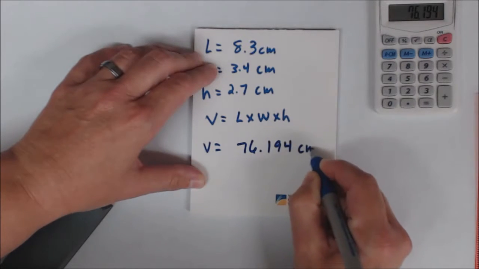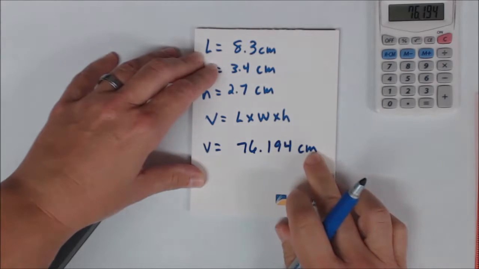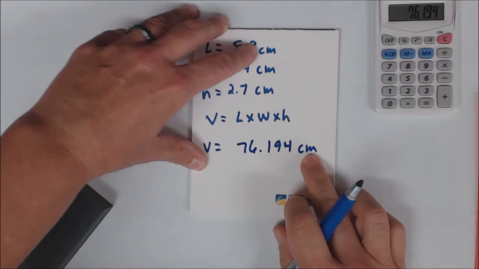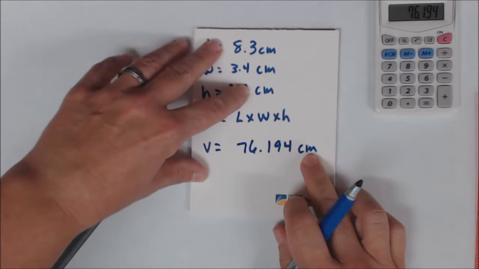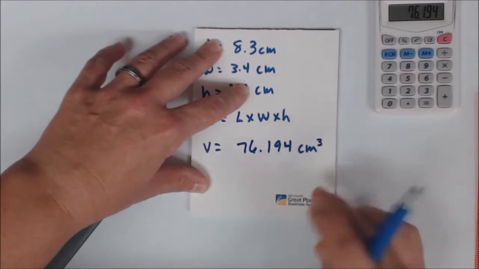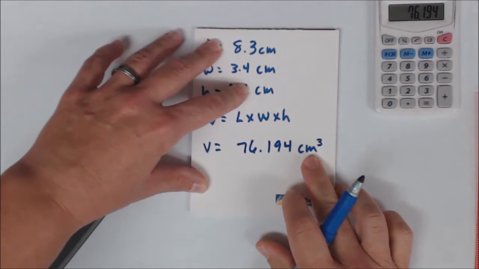76.194 centimeters. Now, what I want you to realize, you guys, you have to remember, is that centimeters is not quite the unit we're looking for. It's centimeters, but remember, I'm taking centimeters times centimeters times centimeters, so that's centimeters 3 times, or centimeters cubed. So that's the unit I have to write.